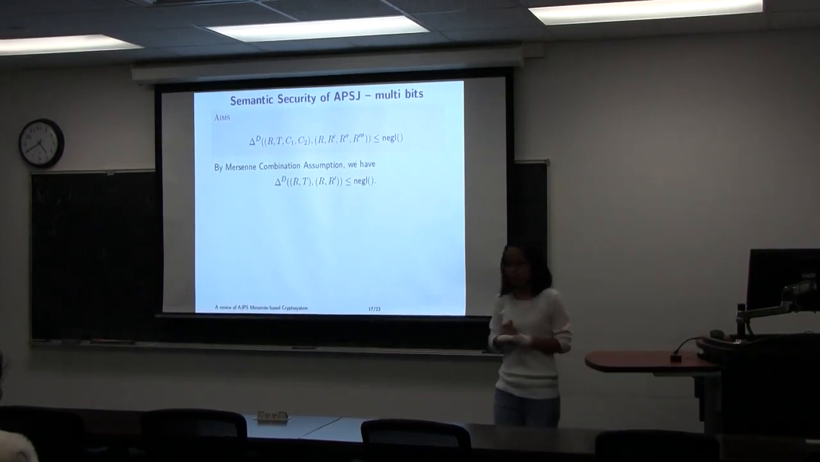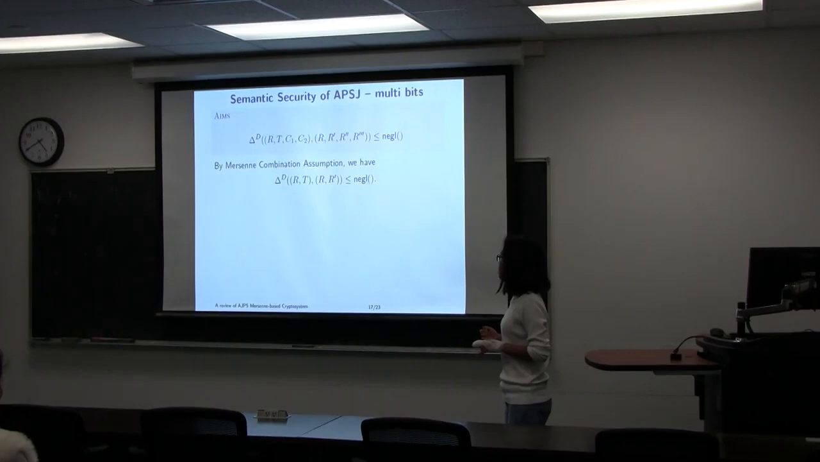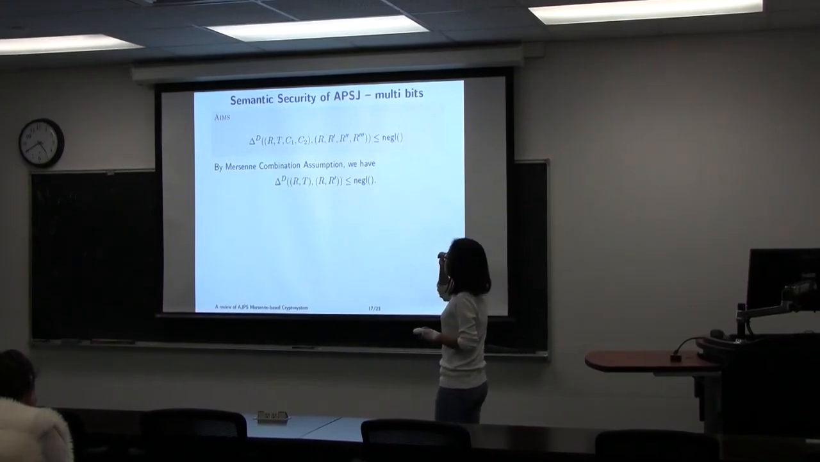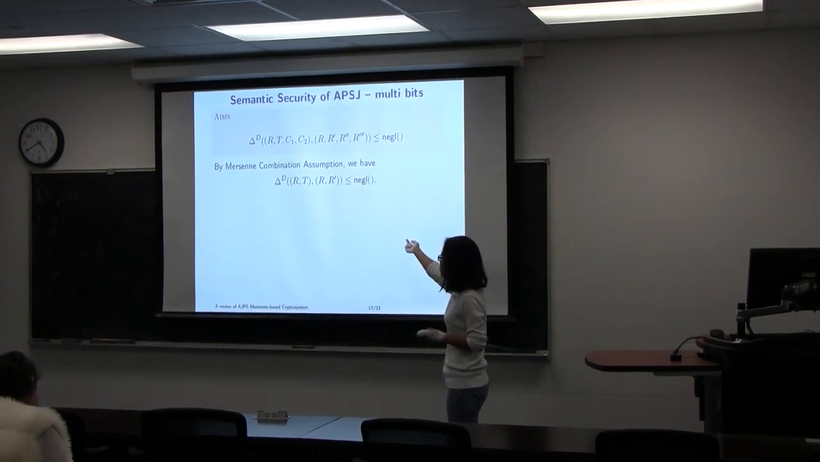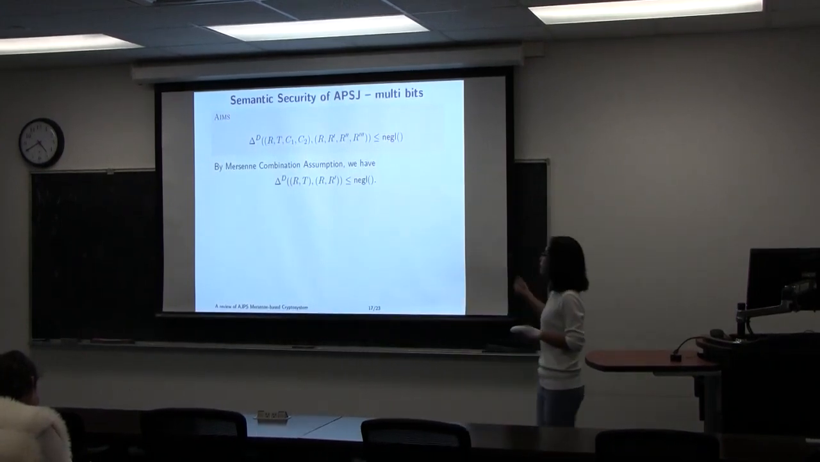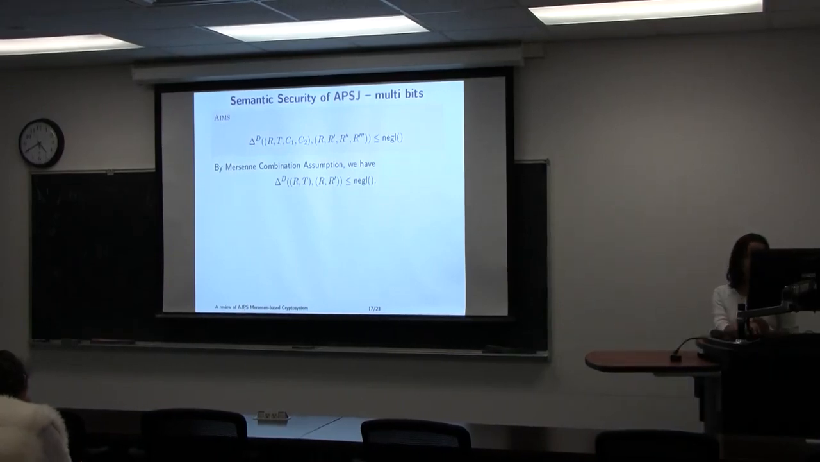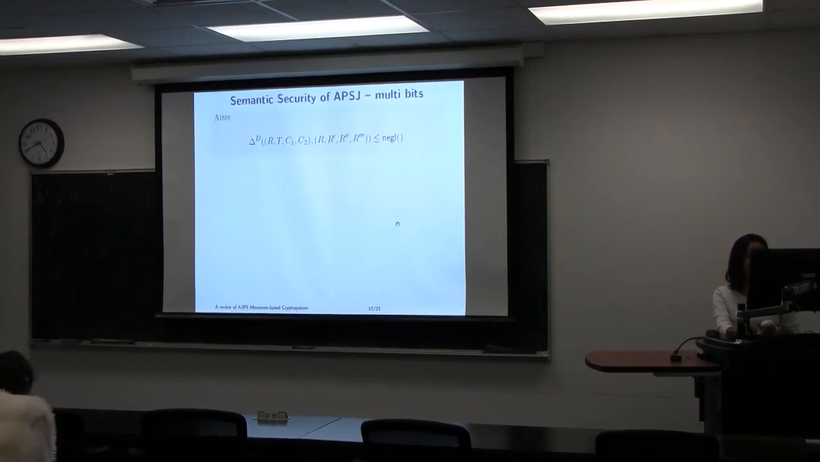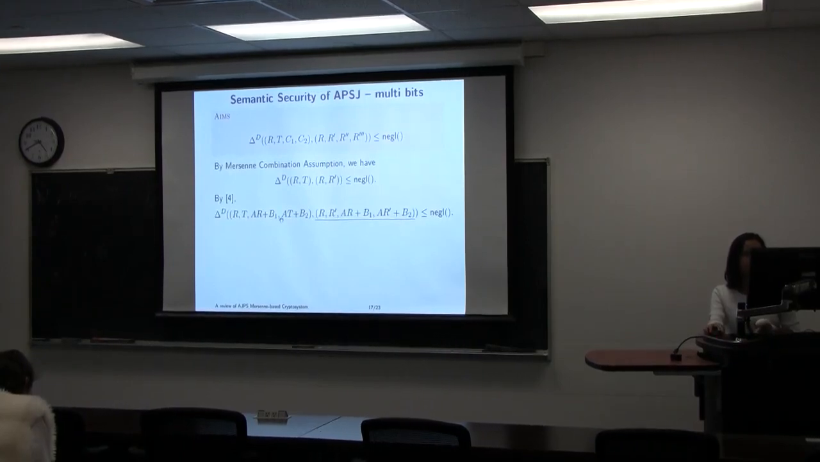So this proof is very easy. First, based on the Mersenne combinational assumption, which says that if we have R, T, we cannot distinguish this tuple from a uniformly random tuple. So based on this assumption, we have the first inequality. Next, we apply the fourth property, such that if x and y are indistinguishable, then f(x) and f(y) are also indistinguishable. So we compute again, and then we have this.